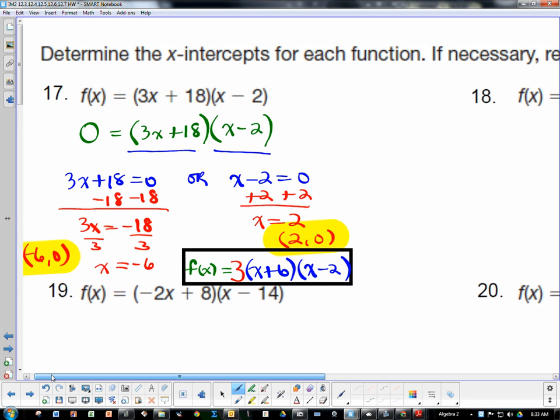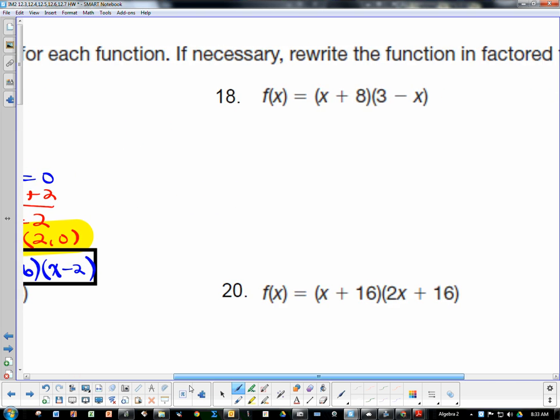Let's move to number 18. Ooh, look what they did to us. Look what they did. I'll tell you, this is tricky. Anyone have an idea even before I start talking? Yes? For the 3 minus x, they flipped it. They flipped it, right? So watch this. Do you agree I could rewrite it like this? You tell me if I am breaking any math laws. Is 3 minus x the same thing as negative x plus 3? Is that the same? Absolutely the same, right?